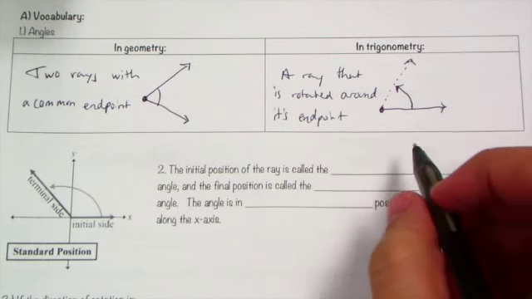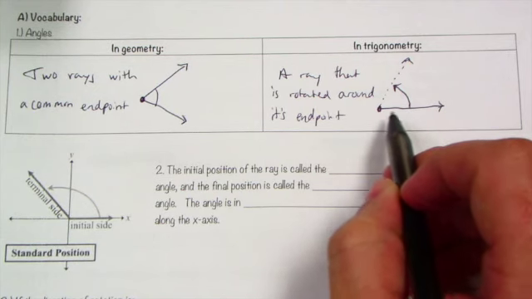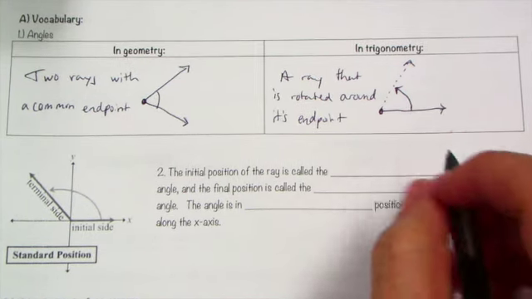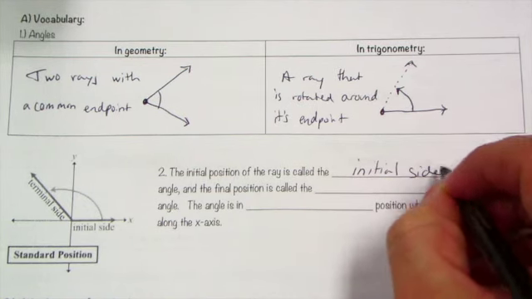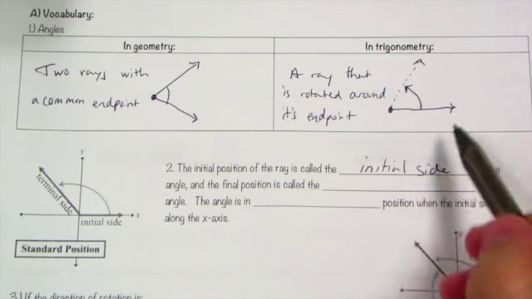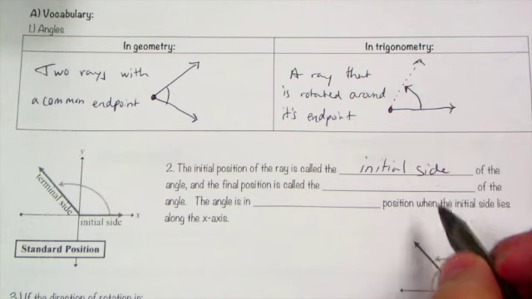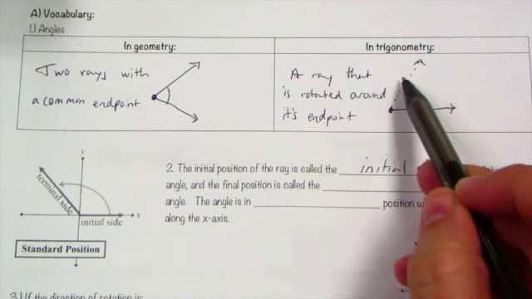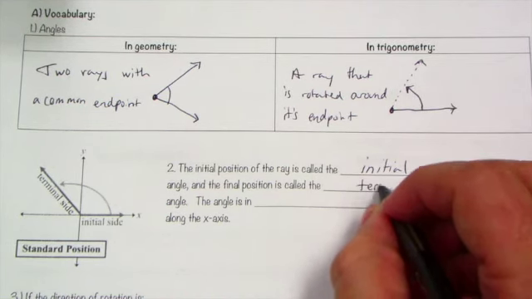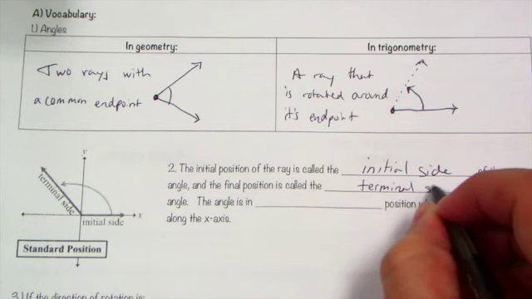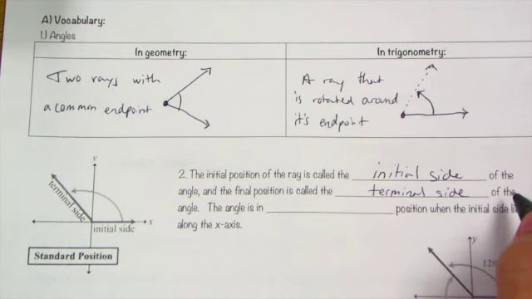So the initial position of the ray, right here, this initial starting side, I guess you could think of it, is called the initial side. The initial position of the ray is called the initial side of the angle. And the final position, so wherever this ray ends up turning to, is called the terminal side. Terminal meaning end. Terminal side of the angle.